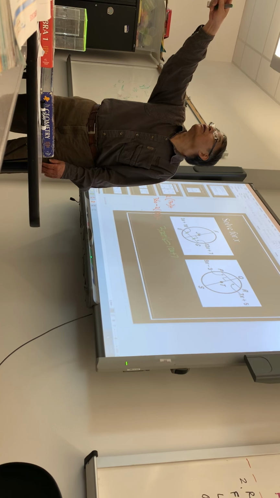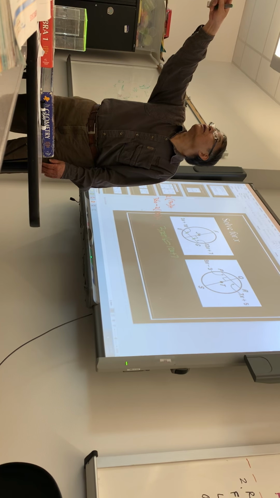9x minus 3 equals 7x plus 5. Is that okay? Yes. A perpendicular bisector is a diameter, so this PR is bisected. 9x minus 3 equals 7x plus 5. Is that correct? 7x plus 5. Yes, good.